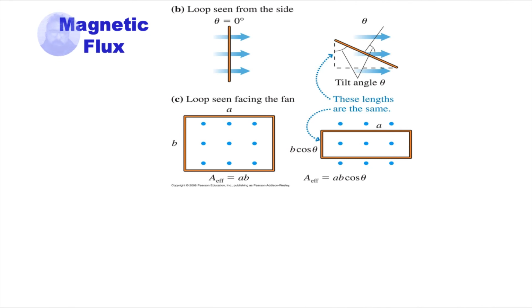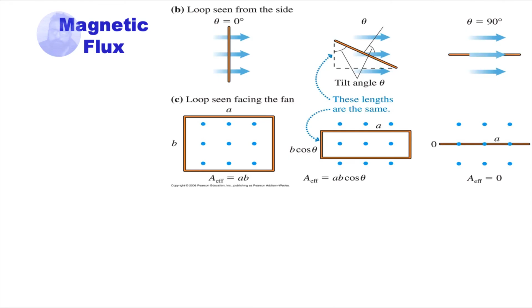But now if the loop was tilted, then of course our area vector would be pointing up, as was the case in electric flux. And so we'll have A times B times cosine of theta, theta being the angle between the magnetic field lines which are pointing horizontally and the area vector which is pointing normal to the loop. And of course, if the loop becomes perfectly horizontal, then no magnetic field lines are actually going through the loop and the effective area becomes 0.